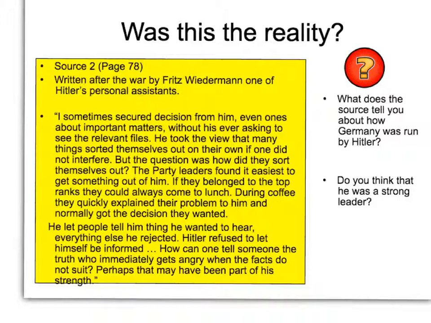But the question was, how did they sort themselves out? The party leaders found it easier to get something out of him. If they belonged to the top ranks, they could always come to lunch. During coffee, they quickly explained their problem to him, and normally they got the decision they wanted. He let people tell him things he wanted to hear, everything else he rejected. Hitler refused to let himself be informed. How can one tell someone the truth who immediately gets angry when the facts do not suit? Perhaps that may be part of his strength."